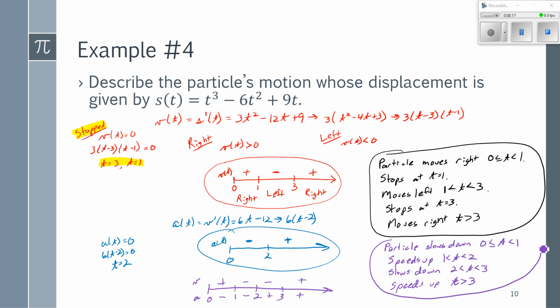And here is the other half of my description. So I know from 0 to 1, my particle is moving to the right but slowing down. It stops at 1. From 1 to 2, it's moving left and speeding up. And then at 2, it's still moving left, but it's starting to slow down. Stops at 3, and then starts moving to the right and speeding up. And you'll see that's a better description in terms of, rather than talking about positive, negative velocities, we're talking about what direction is it moving in, is it speeding up or slowing down.